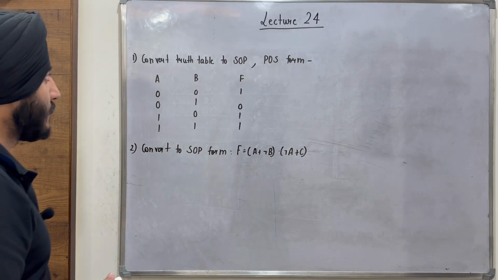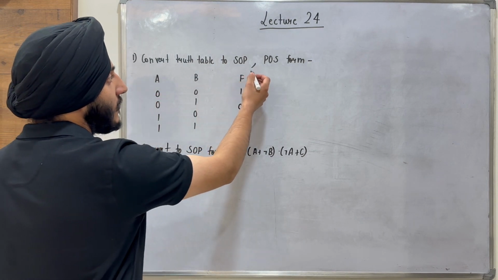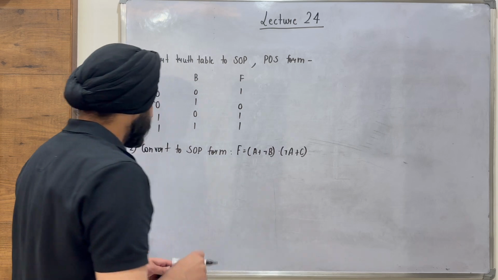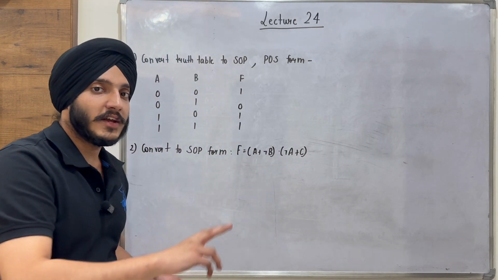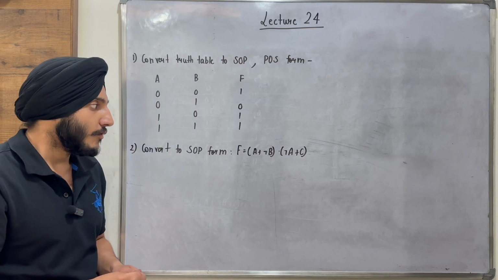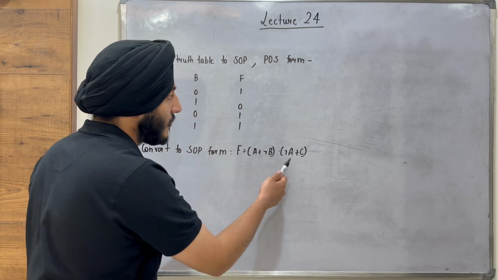Okay, I've given two questions on the board. The first one is very simple, right? So just convert the truth table to the SOP and the POS form. The second one is convert to the SOP form, right? For this one, there's basically two ways you can do it. So maybe what you can do is you can reverse engineer it and find the truth table for this, right?